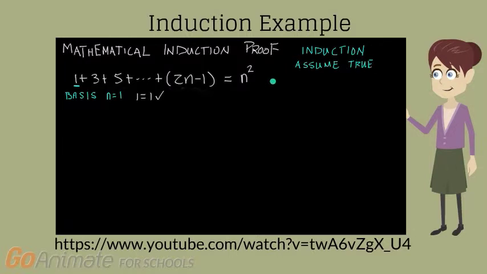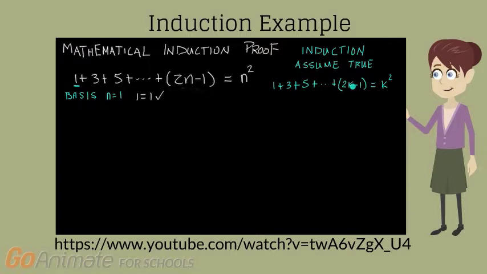And what exactly we're assuming true is we're going to assume that 1 plus 3 plus 5 plus all the way up to some number where n is equal to k, so that would be 2 times k minus 1, we're going to assume that that is equal to k squared. So what we're doing here with the induction step is we're just basically rewriting the entire statement here, but where there's an n, we're just going to replace that with a k. So we have n here, we have k here, we have n squared on the right hand side, and we have k squared on the right hand side.